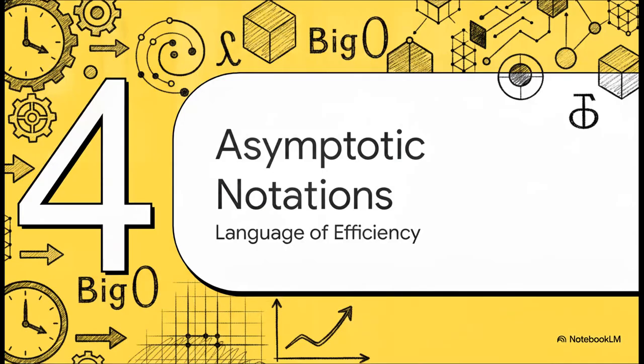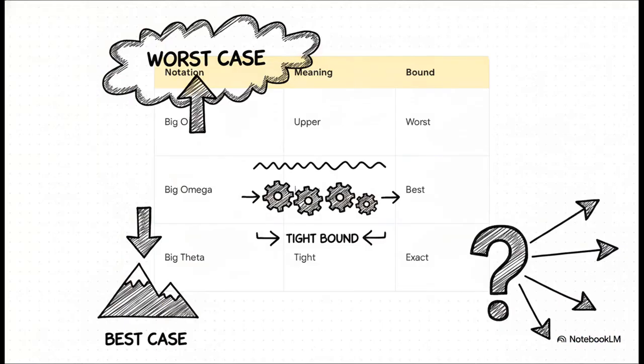Section 4. Big O, Theta, and Omega, the language of efficiency. So, we have these concepts of time and space, right? But how do we formally talk about them? Well, developers use asymptotic notations. It's basically the universal mathematical language for evaluating scalability. Let's clearly contrast the three main notations side by side.